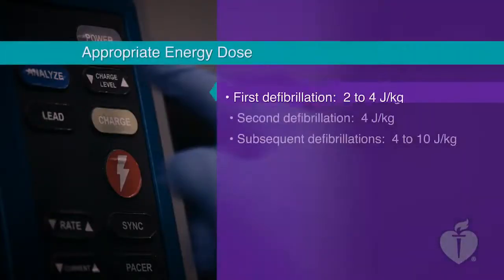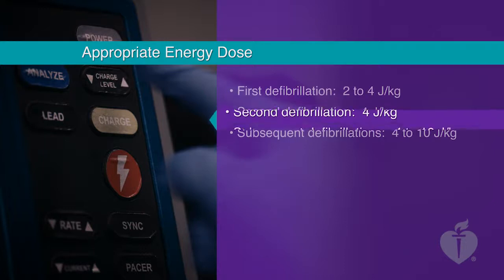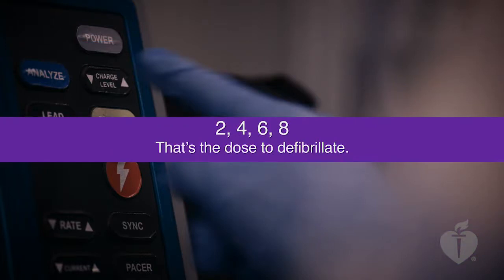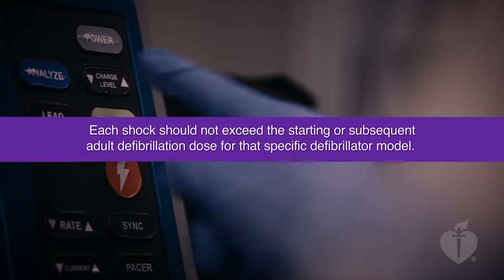For defibrillation, select the appropriate energy dose. For the first defibrillation, choose an energy dose between 2 and 4 joules per kilogram. For the second defibrillation attempt, select an energy dose of 4 joules per kilogram. If additional shocks are needed after the second shock, doses of up to 10 joules per kilogram may be used. A general memory aid is 2, 4, 6, 8. That's the dose to defibrillate. Again, this is a general approach and not absolute. Each shock should not exceed the recommended starting or subsequent adult defibrillation dose for that specific defibrillator model.